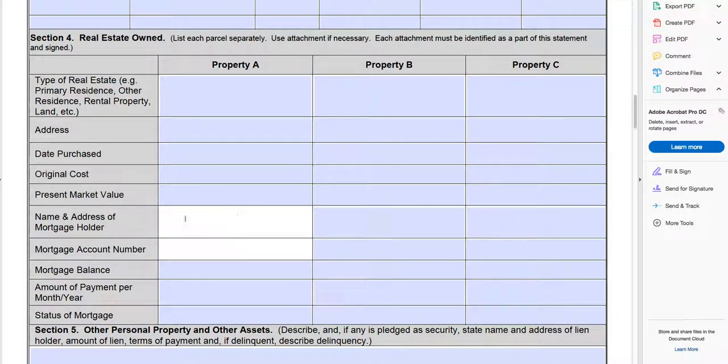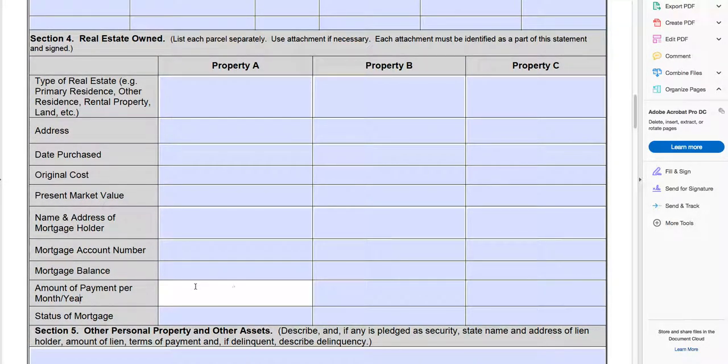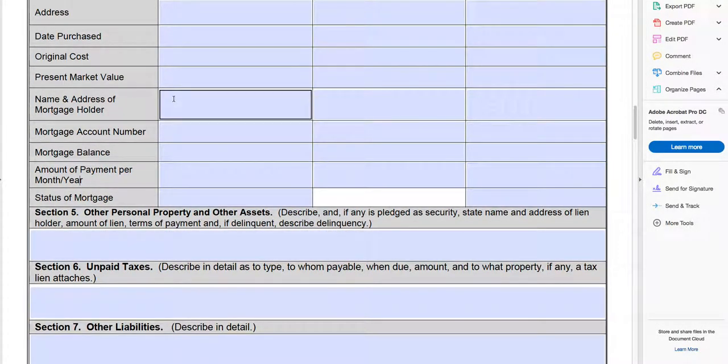So you want to put 2 of the banks here, and you want to put 2 of the mortgage account numbers here as well. The next is the mortgage balance, which is the amount you owe. The amount of payment that you do per month, I would ignore the year, and I would just put the amount of your mortgage per month, and I would just put the status of your mortgage as current, foreclosure, paid in full, etc. And similarly, if you have a property B and a property C, which are additional properties from your primary home, you want to put these in here as well.